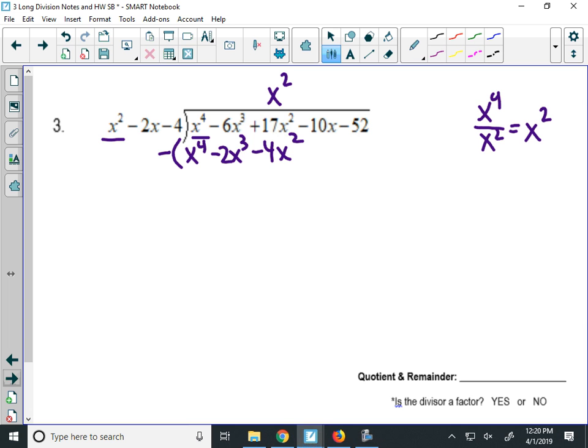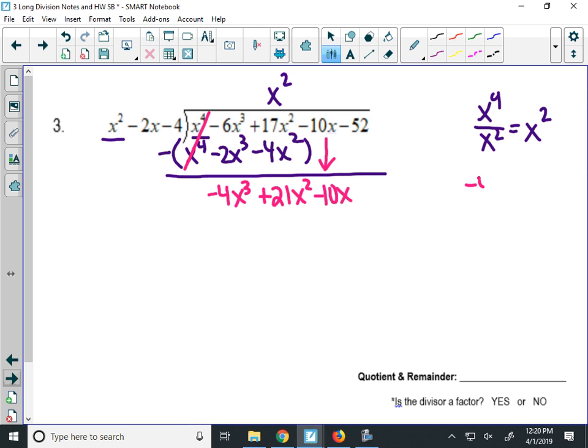Okay. Minus and parentheses. I know, it takes a little bit. The x to the 4th is canceled. What is negative 6 minus negative 2? Negative 4. Negative 4x cubed. Okay. 17 minus negative 4 is 21. Plus 21x squared. All right, then we bring down the next term. All right, now we start over.